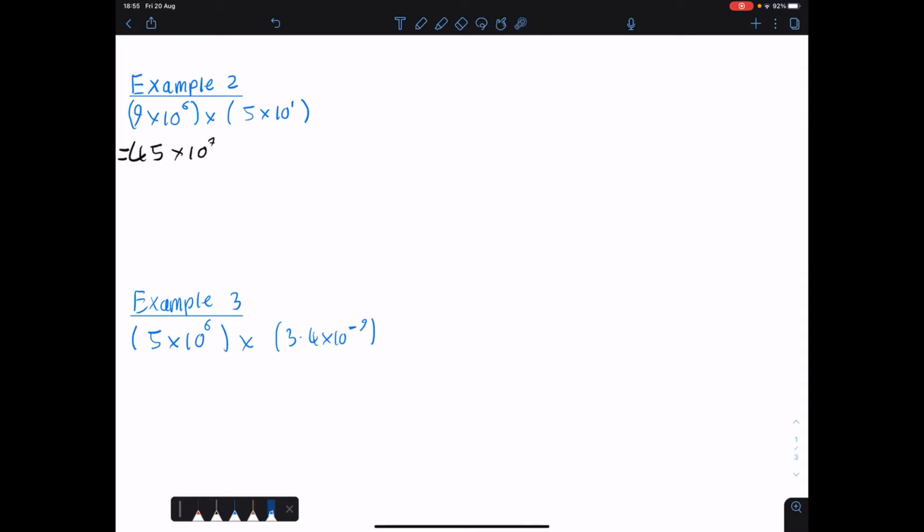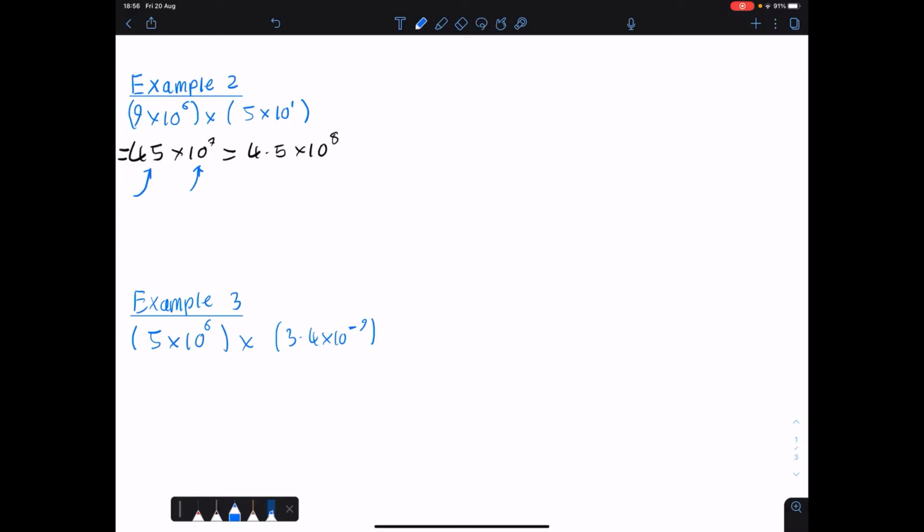You might think we're done, but we need to write this final answer in standard form. And 45 is not a number between 1 and 10, so this number is not in standard form. And the way we convert this to standard form is we need to make this number here, 45, 10 times smaller, so it is 4.5, thus a number between 1 and 10. But that means we have to make this times 10 to the power of 7 10 times bigger, which makes it 10 to the power of 8.